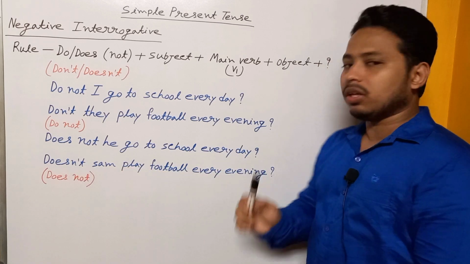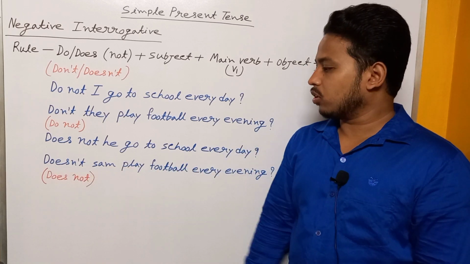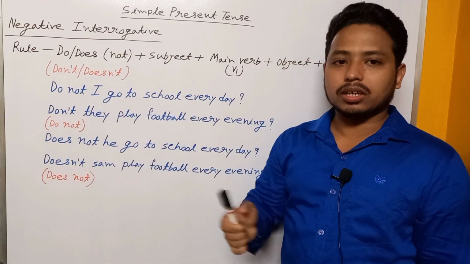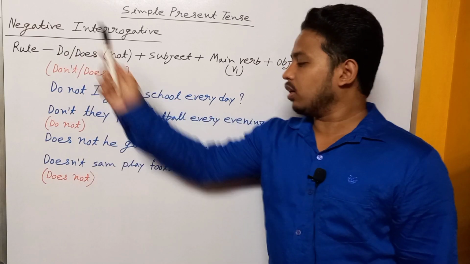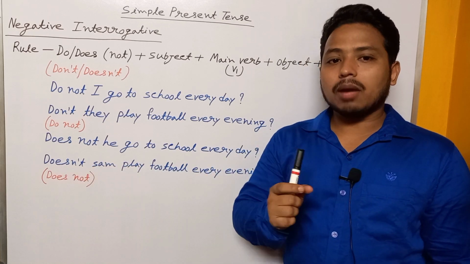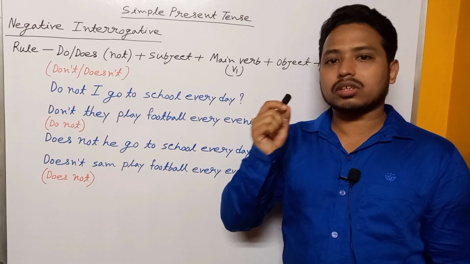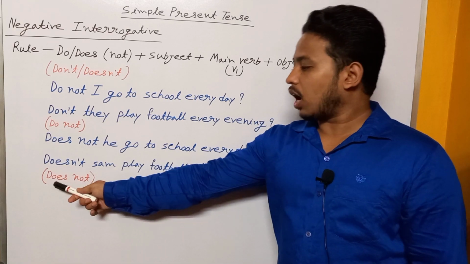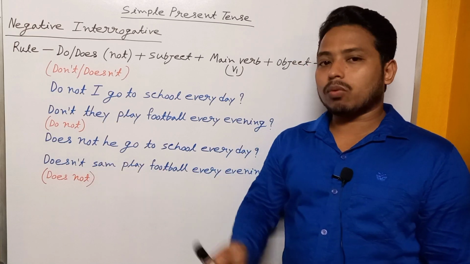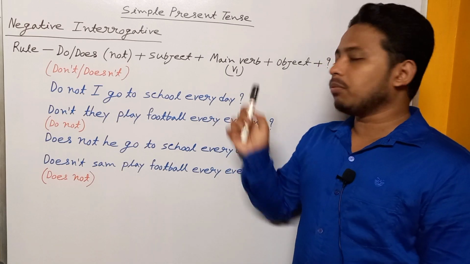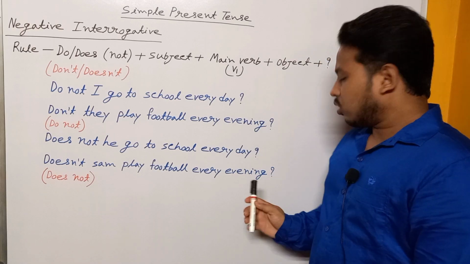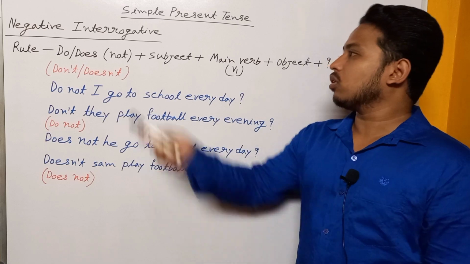Doesn't Sam play football every evening? Does, helping verb. I write not after does, helping verb, because it is also a negative interrogative sentence. So I write not for negative. Does not, short form doesn't. Sam, subject. Sam is a name, so it is third person singular. That's why I use does, helping verb, with Sam, and I write does before Sam for interrogative. Play, main verb, means verb first form. Football every evening, object. Question mark. Last of all I write a question mark for interrogative.